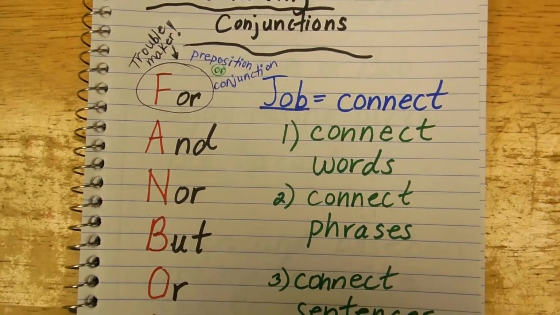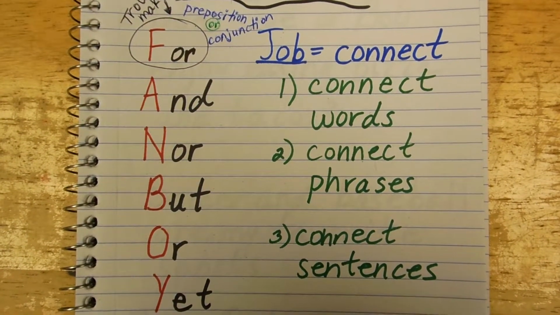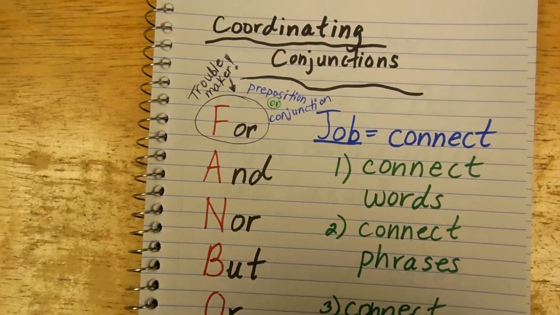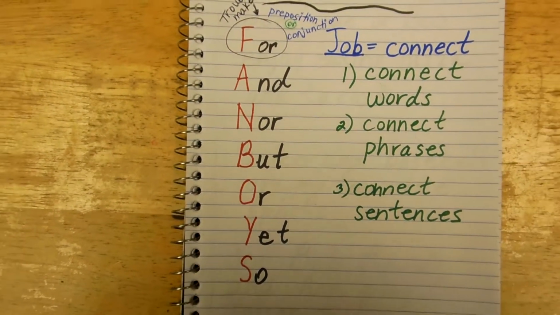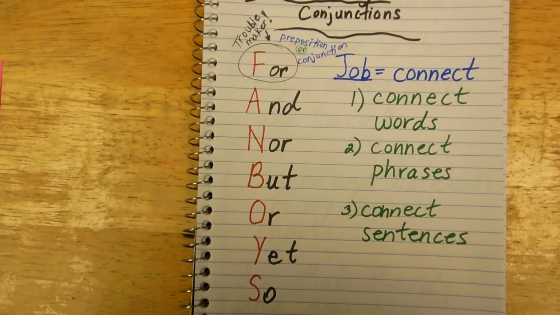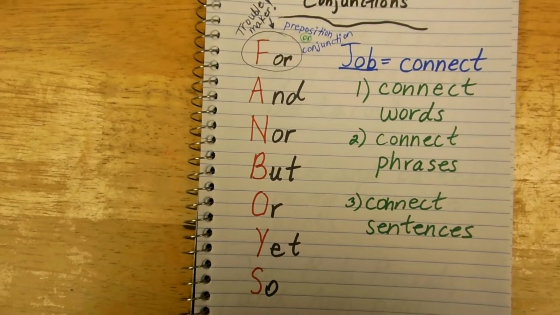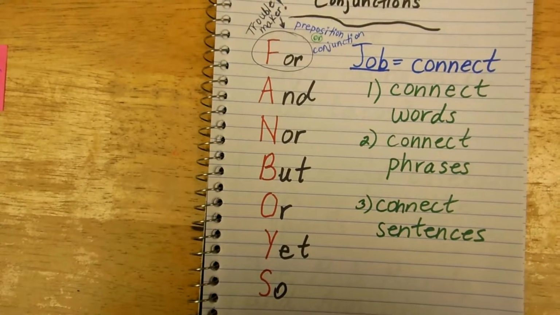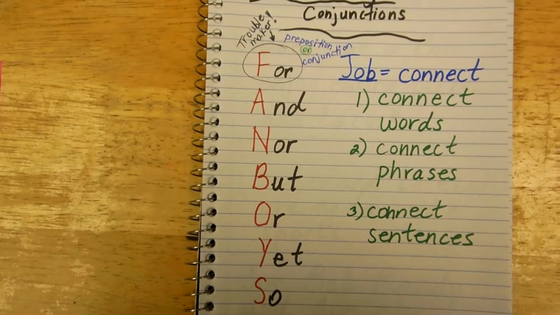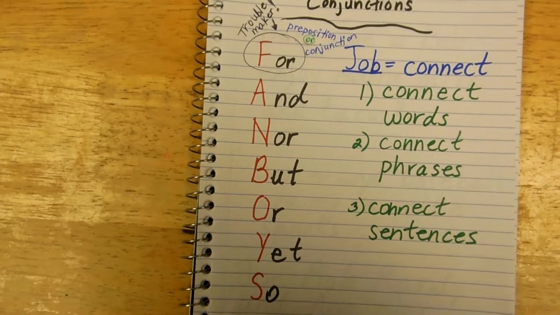They can typically connect one of three things. First of all, they can connect words. They can connect phrases, or they can connect sentences. And oftentimes we come up with acronyms to help remind us of anything that we need to remember. For conjunctions, we've come up with the acronym FANBOYS, F-A-N-B-O-Y-S, and it stands for all 7 of the conjunctions. The first is for, and, the N is nor, the B is but, or, yet, and so. So if we can remember those, it should be really easy to identify them.